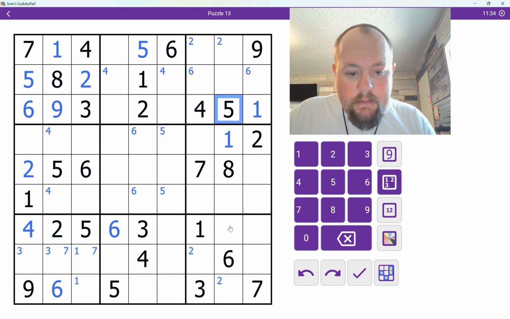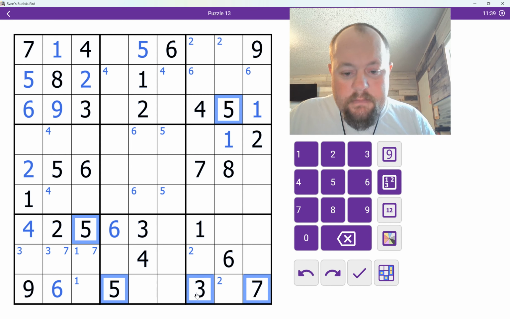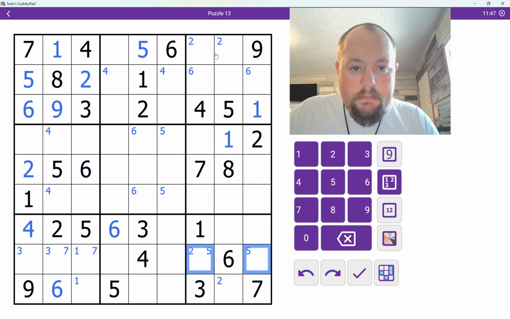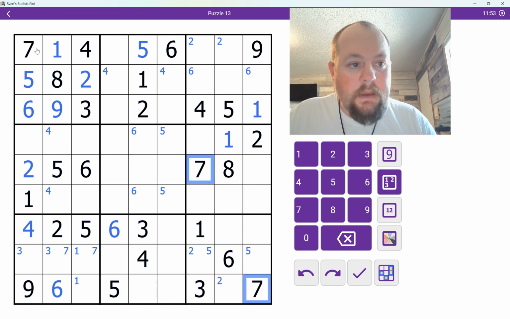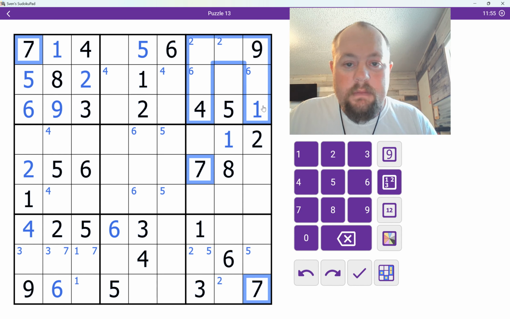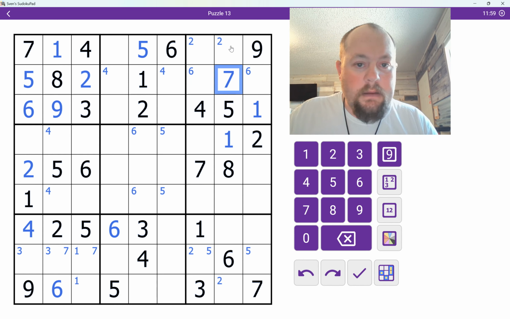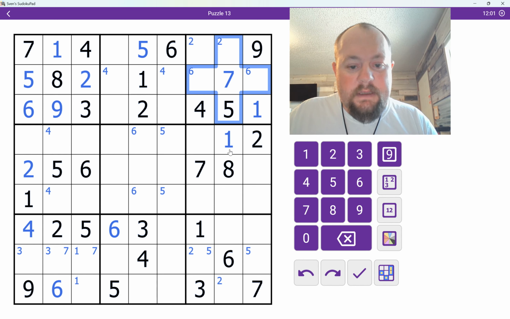5. Yeah, and these 5s here. See that, and that. So we got a pencil mark 5 in 2 spots. 5, 6, 7. Okay, look at this. These 7s interact with, give us a 7 in the box. 7, 8. 8s give us a digit.